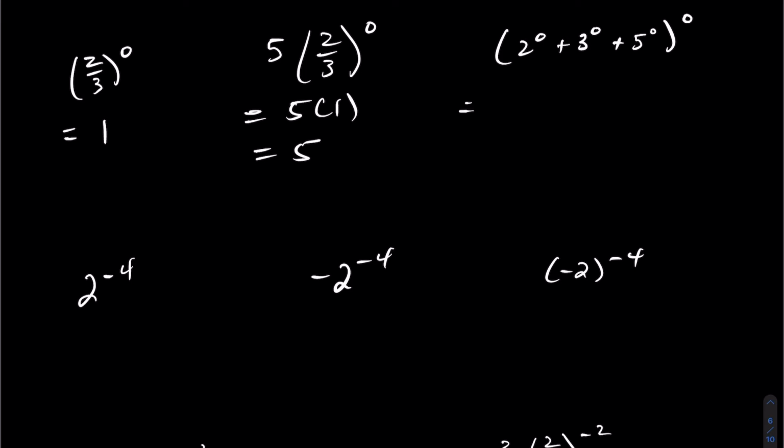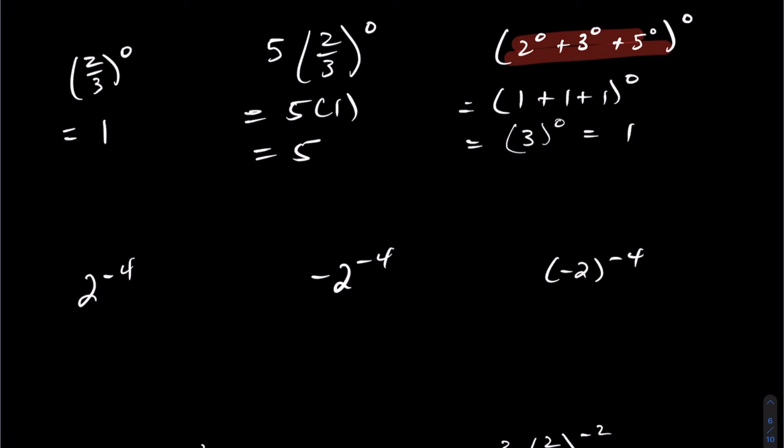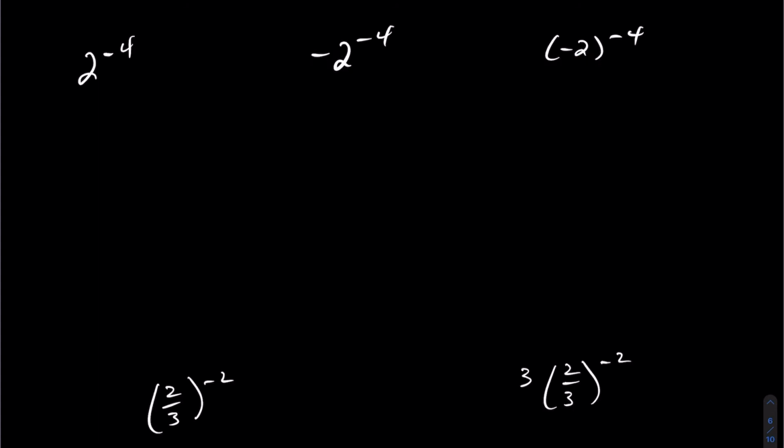For this one here, you still have to use your BEDMAS rule. So B stands for brackets, so I have to take care of what's in the brackets first. In this case here, 2 to the power of 0 is 1, 3 to the power of 0 is 1, and 5 to the power of 0 is 1. Still taking care of what's in the brackets, this becomes 3 to the power of 0, which you guessed it, is 1. Okay, let's take a look at the next one.